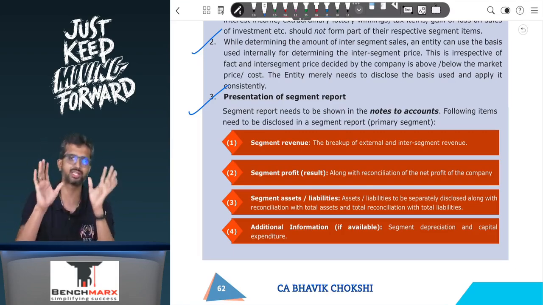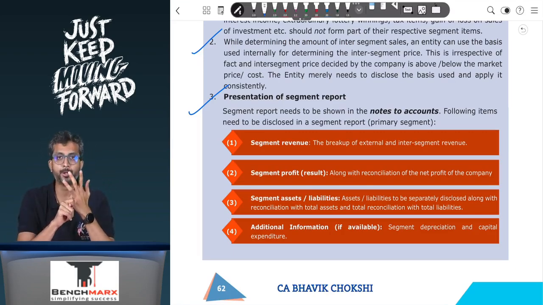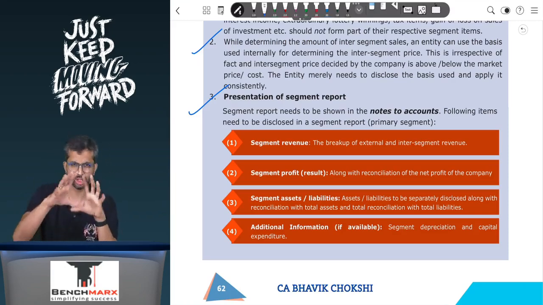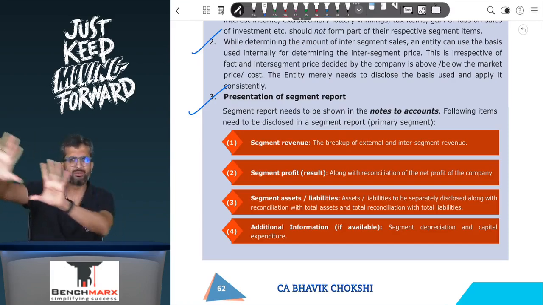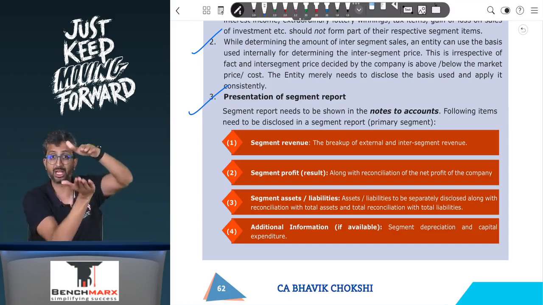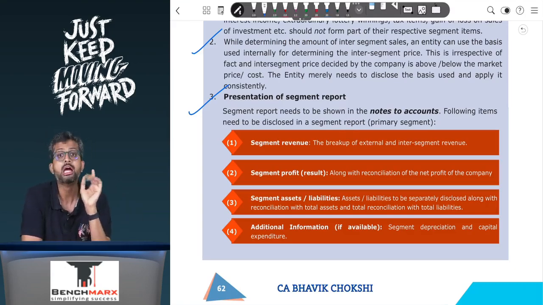First, to the extent data is available, segment revenue. Here you have to give the breakup of external versus inter-segment revenue, and then you will show the total segment revenue, and then show even elimination of inter-segment, because in my P&L I will only have external, but I will show the breakup between external and inter-segment revenue.